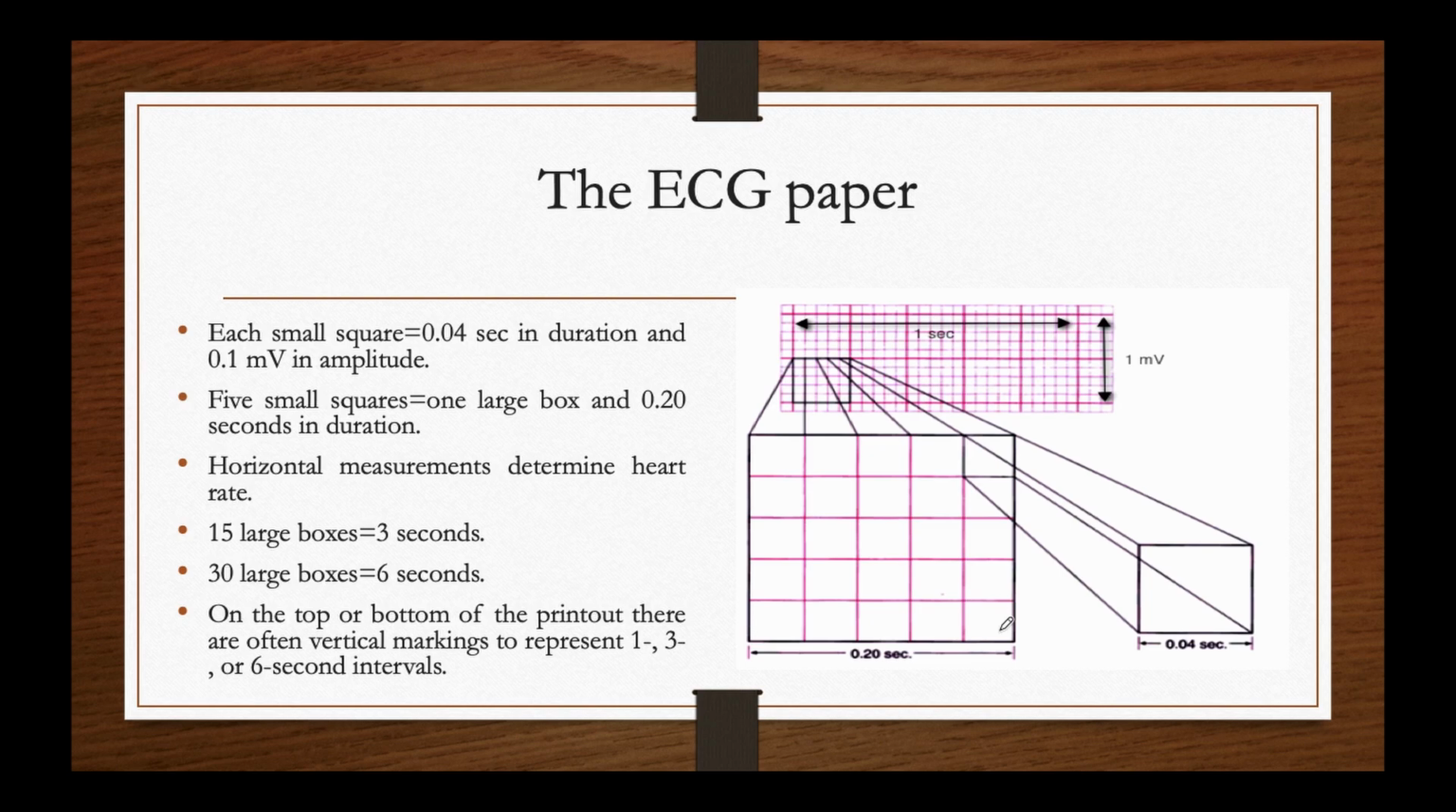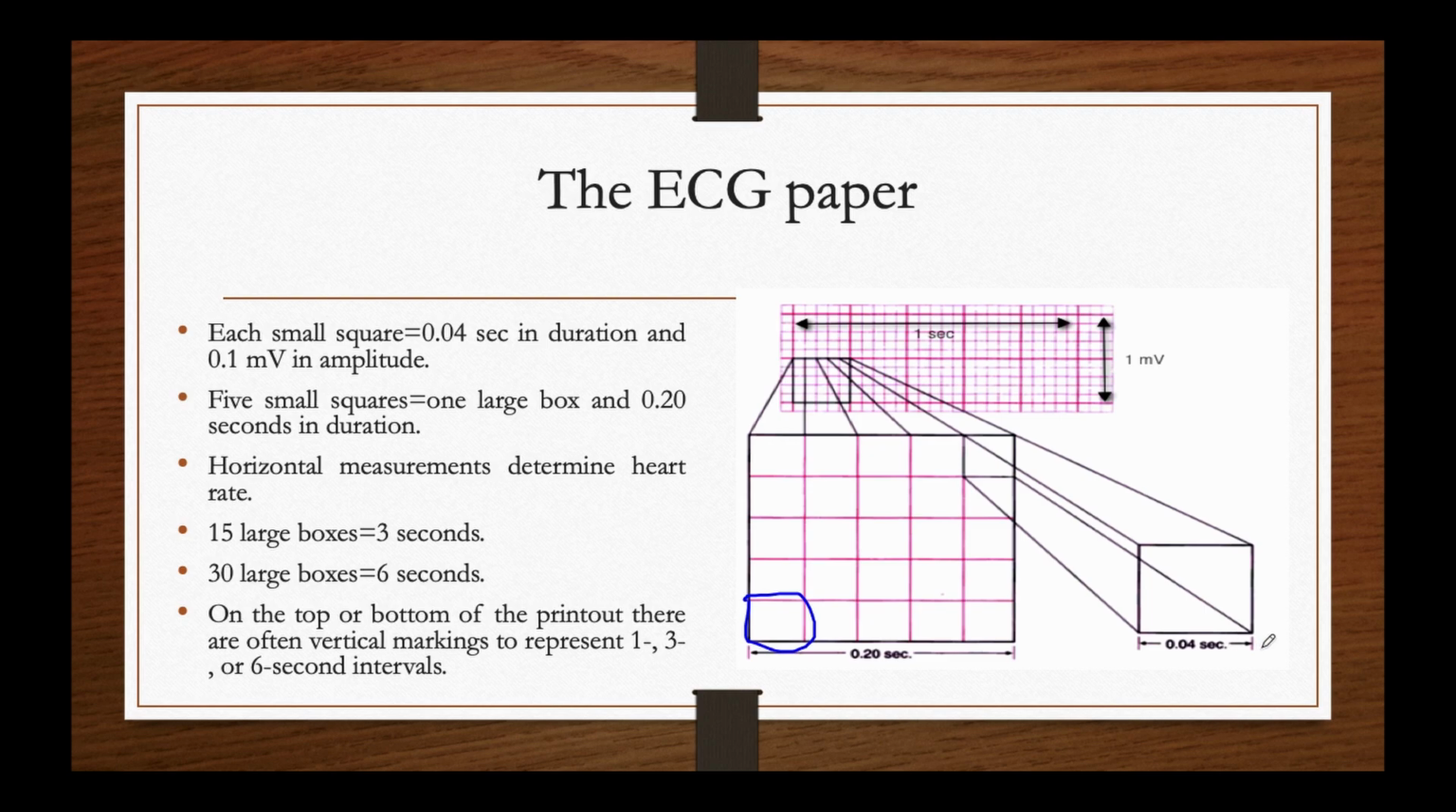As we know, the standard speed with which the ECG runs is 25 millimeters per second. If 25 millimeters per second is the speed, and each small square is 1 millimeter, then we divide 1 millimeter by 25 millimeters per second and we get 0.04 seconds. Why is this important?